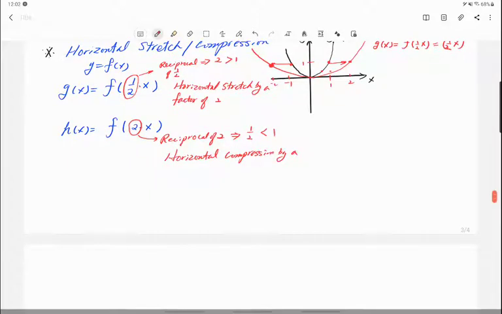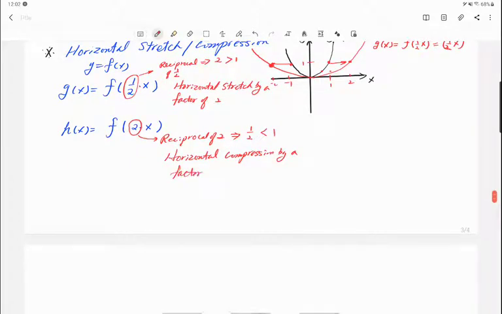by a factor of what? 1/2. Okay. So if x is multiplied by 2, what we do is make a reciprocal of 2. So it's a compression by a factor of 1/2. Okay, don't get confused. Let me try this one again.